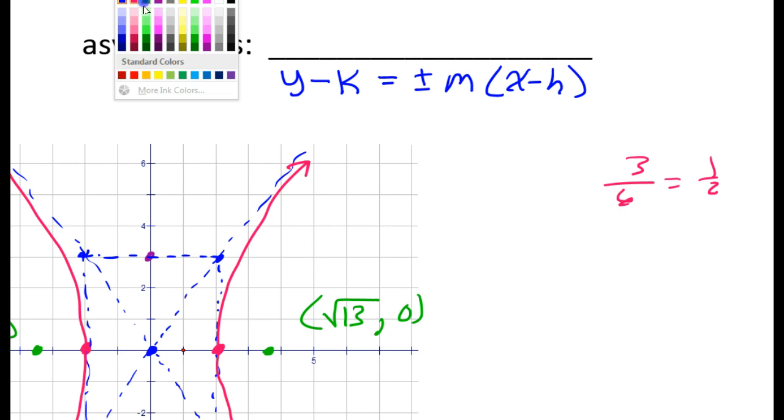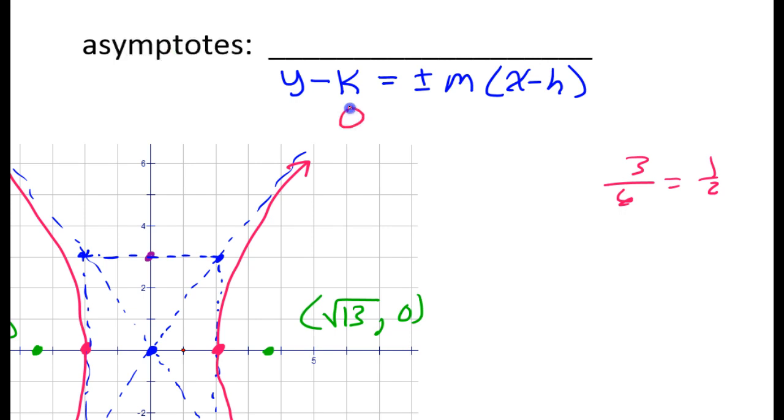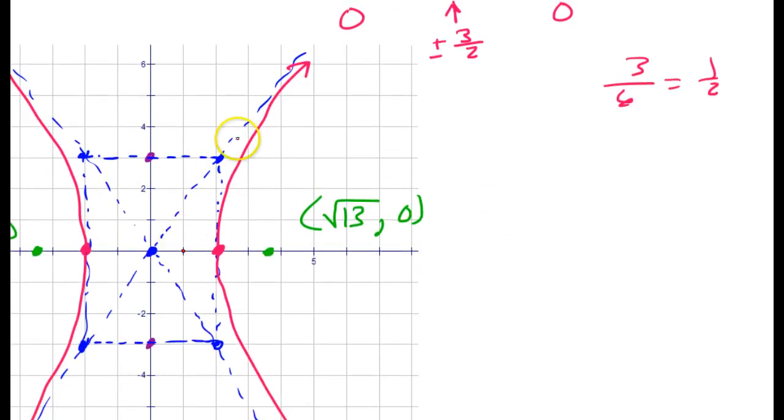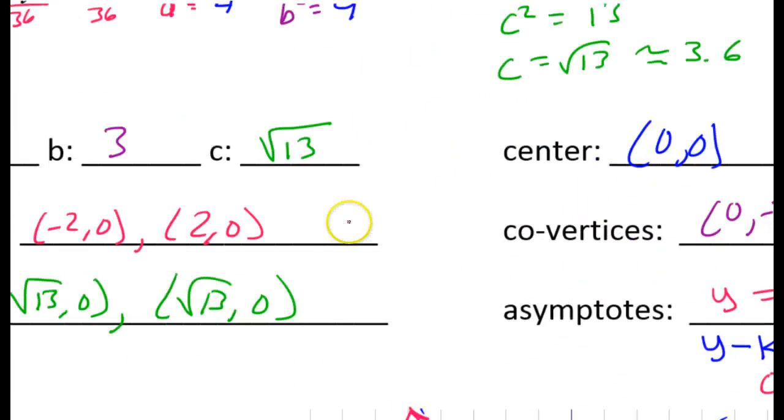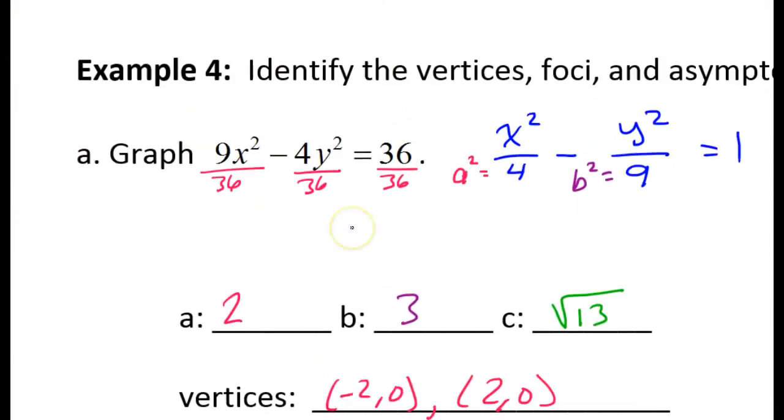Since the center for this problem is 0, comma 0, that means this k is 0 and h is 0. What about the slope? Look at this asymptote. Rise over run. This is up 3 over 2. So this is just going to be plus or minus 3 over 2. So the equation becomes y equals plus or minus 3 over 2 x, again because of the zeros. The plus and minus represents both asymptotes. We have one positive and one negative. So that is it for example 4.